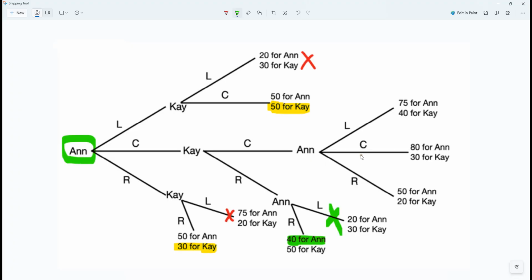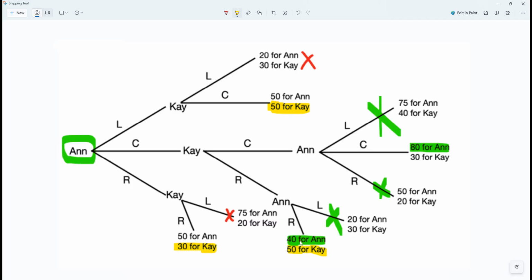And then over here, how's Ann going to respond if K goes C? So Ann, in this case, would most like to get this. So then we don't have this and we don't have this. Ann would like to get 80. So then K says, thinking as K, what is K going to do? K is going to go center and get 30, or right and get 50. He's going to go right and get 50. Okay, so this is a possible solution where Ann gets 40.